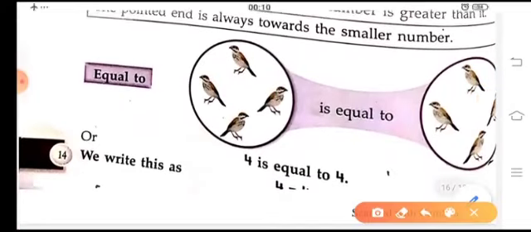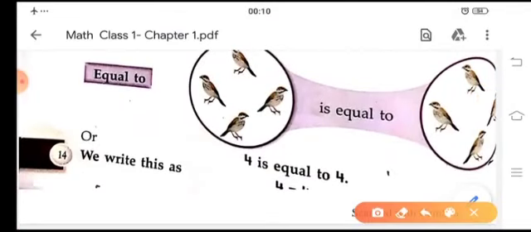Equal to. So I told you earlier also, children, that equal means having same number of figures, same number of things. Like 4 is equal to 4. That means equally divided. I told you earlier also that Mama has given you 5 toffees and your brother also 5 toffees. So both of you having same number of toffees. This is equal. So when we write equal, this sign is used. Okay.